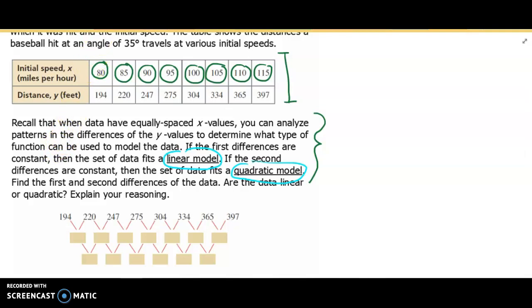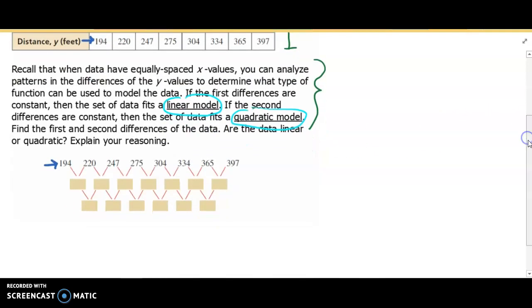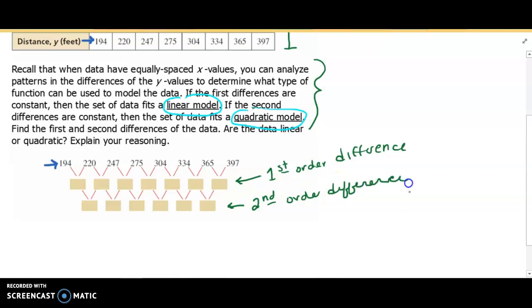Okay, if it's consistent, then we look at our y values. Down here, we just made our y values. So 194, 220, 247, and so on and so forth. Now, as hopefully you remember, when we did this, this line is going to be our first order difference. This line is going to be our second order difference. And then we can actually go on and find the third order, fourth order, fifth order if we needed to.